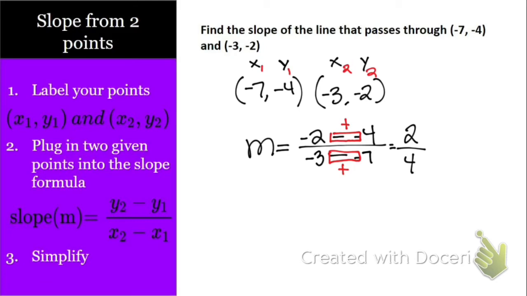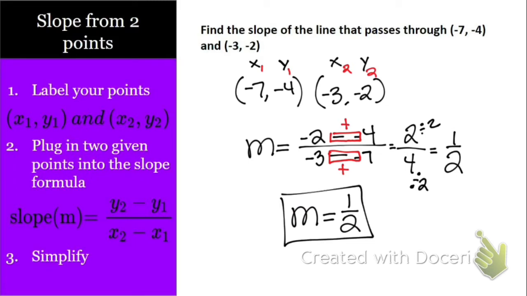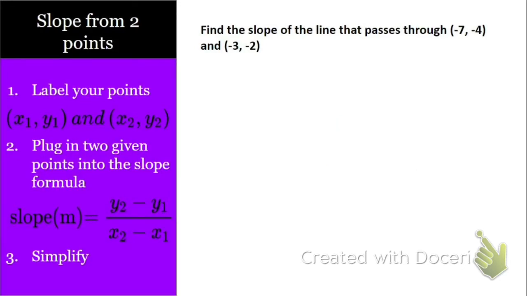So now we have to make sure we can't simplify. 2 over 4 can be simplified down to become 1/2, because 2 can be divided by 2, 4 can be divided by 2, and that's how you get 1/2. So the slope for this one is 1/2. Alright, that's that example. Let's move on to our next one.